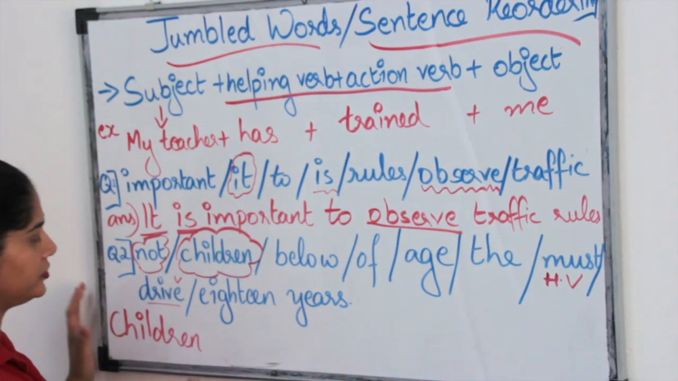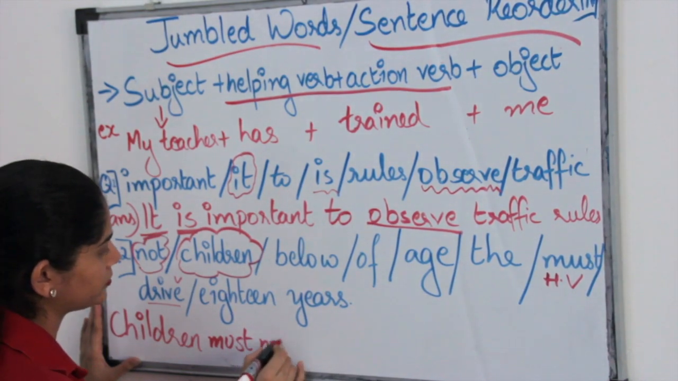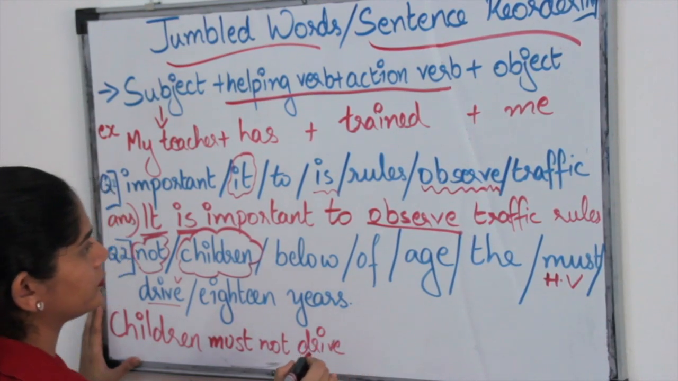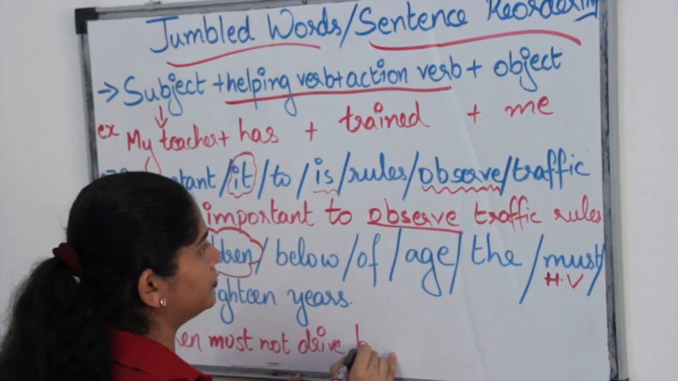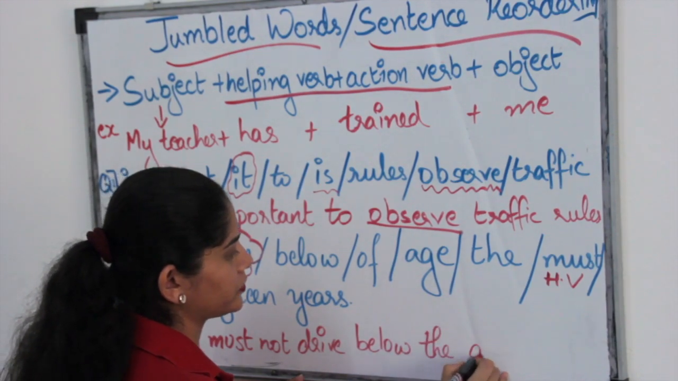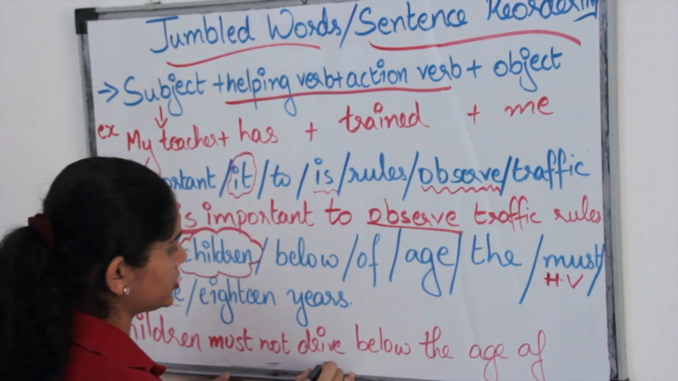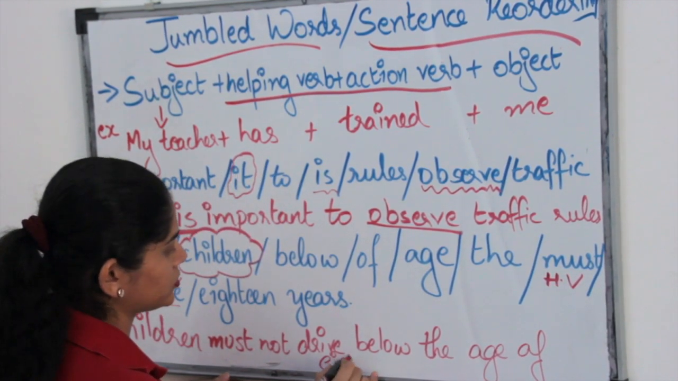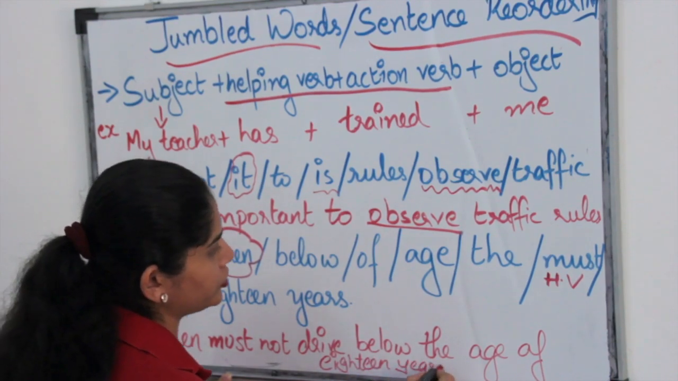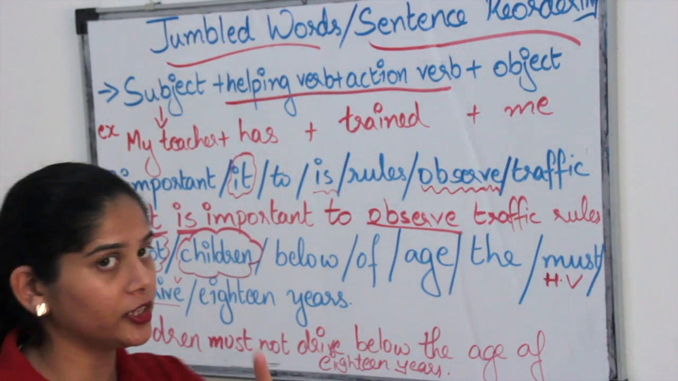So children must not drive below the age of 18 years. I hope we have taken all the words, right? Yes. So over here, one thing you learn.